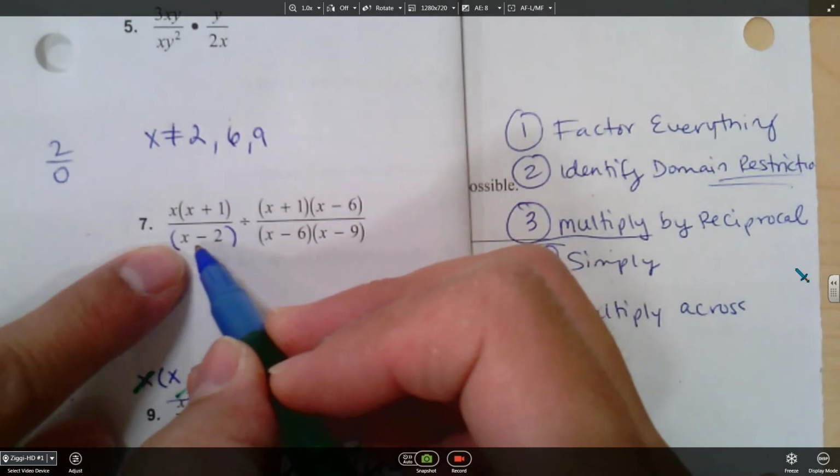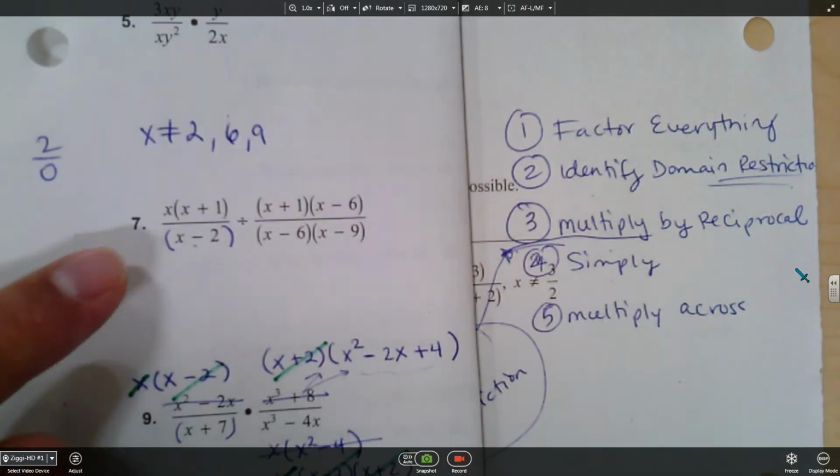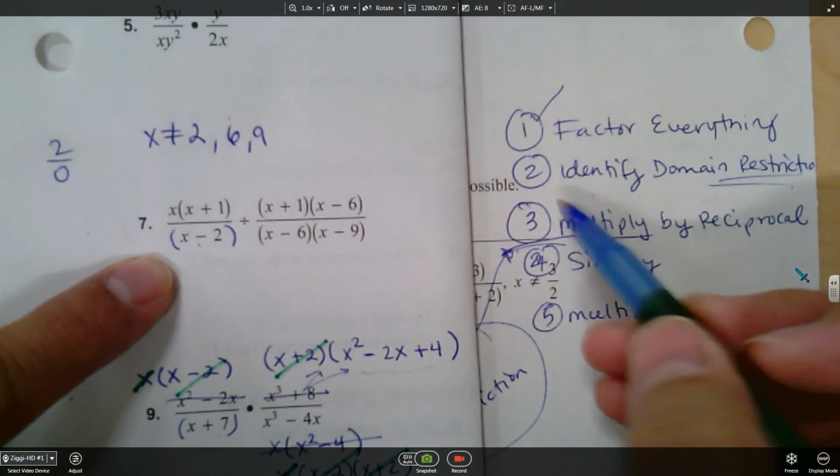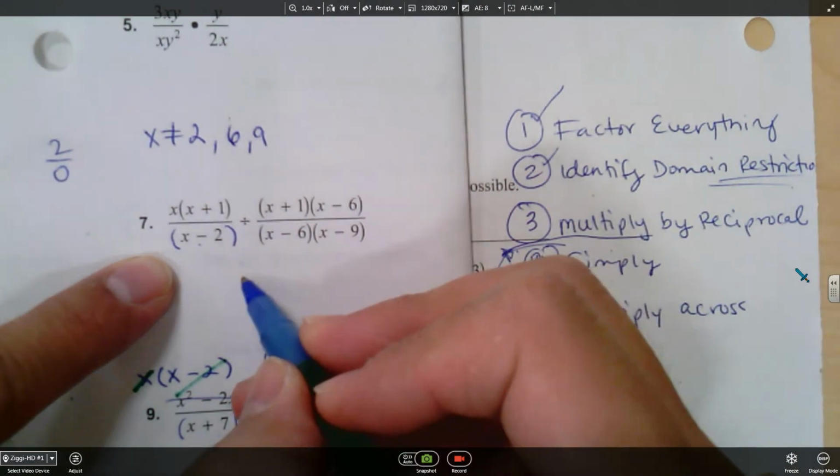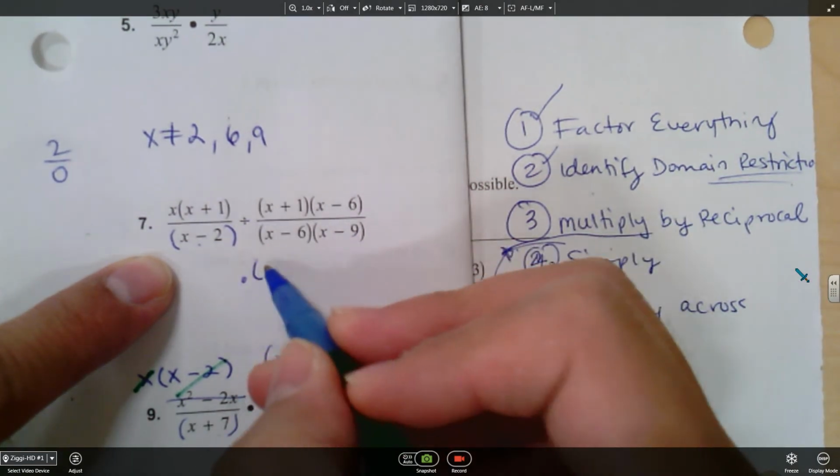So you're looking at the bottom pieces. It's already factored. We identify restrictions. Let's just flip the second piece. So flip the second piece.